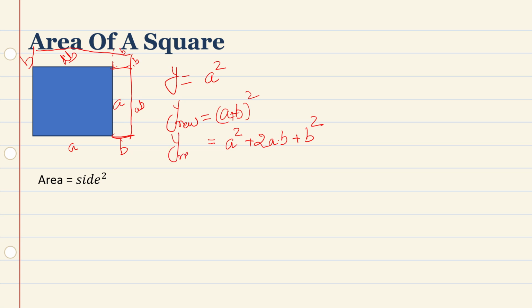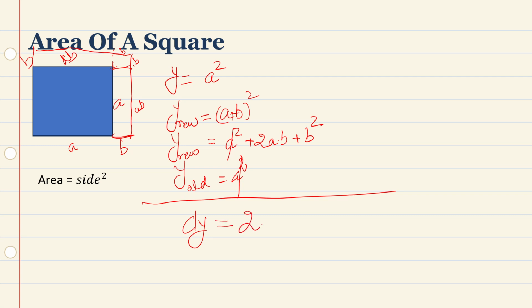And now if you have to answer the question of how much the area changed, it's simple math. You subtract the old area, which was a squared, from the new one. You subtract it, and what are we left with? That change in the area is 2ab plus b squared. That is how you measure the change in area when you change the length of the side of the square.